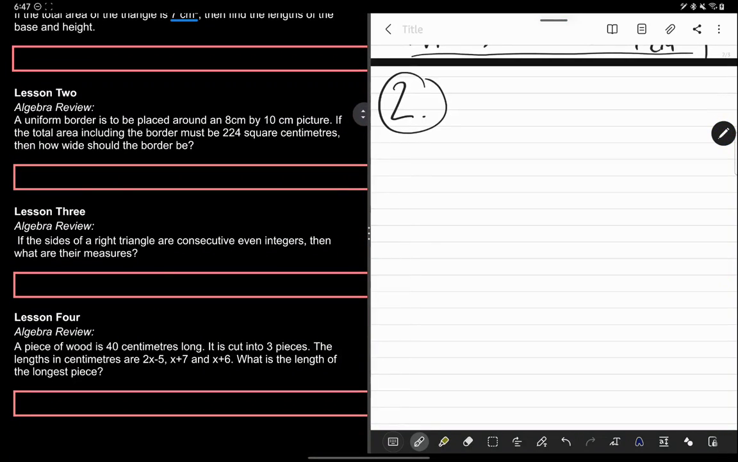A uniform border is to be placed around an 8 centimeter by 10 centimeter picture. Okay, cool. A uniform border. So there's a picture that is, I don't know, 10 by 8. And there's going to be a border around it that is the same thickness all the way through. Which is why it means uniform, right? It's all the way the same. If the total area, including the border, must be 224 square centimeters, then how wide should the border be?